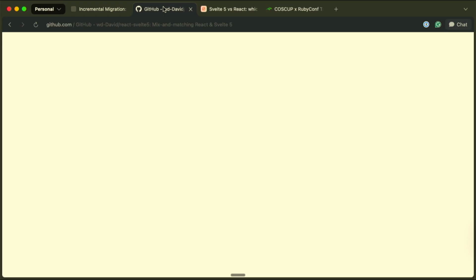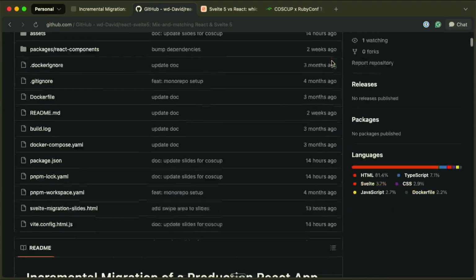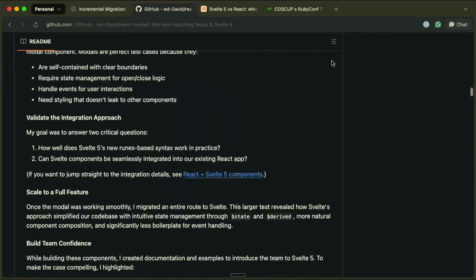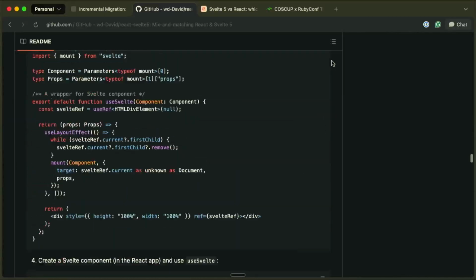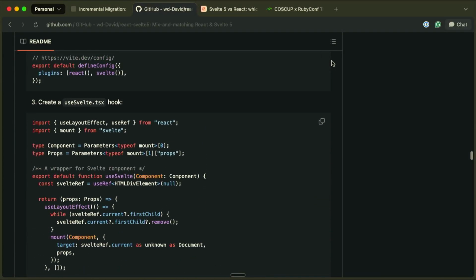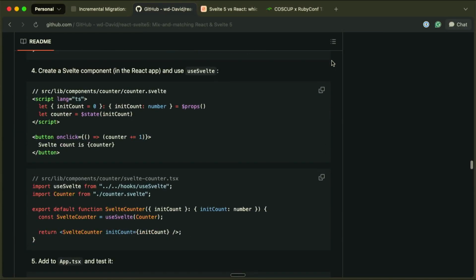So this is a repository. You can see this is a really long blog post. So all of this, I'll just give a quick scan.